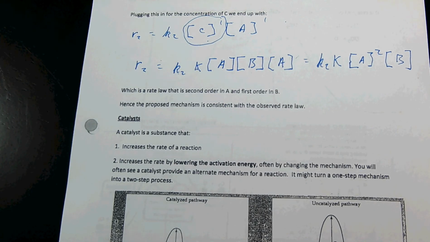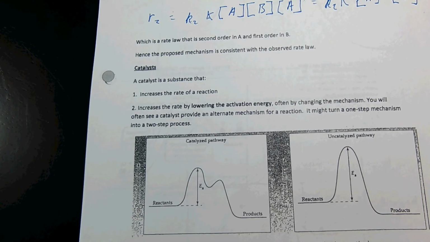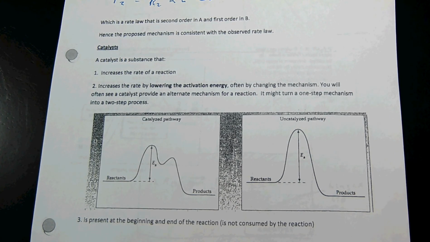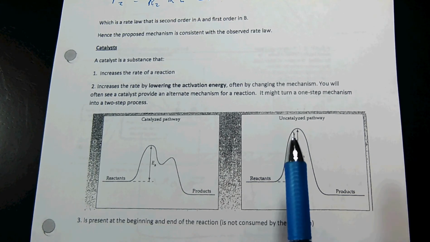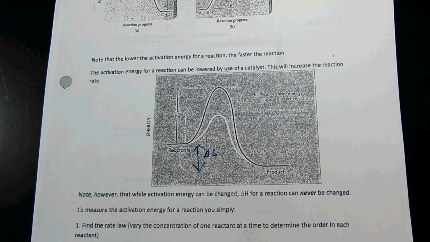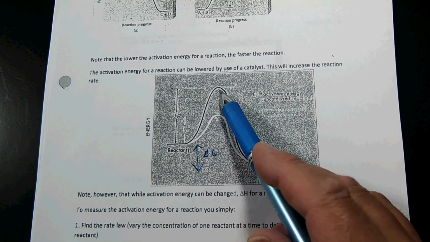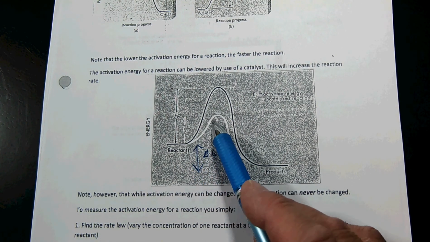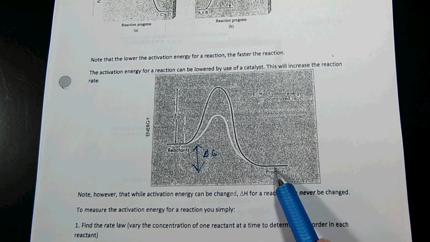Quick look at catalysts again. One last look at catalysts. You know that a catalyst makes a reaction go faster, so it will increase the rate of reaction. It does this by lowering activation energy. And at the start of this, in my notes, you'll see this in a lot of textbooks. I'll show you. Here's your uncatalyzed reaction. Here's your catalyzed reaction. So clearly the activation energy has been lowered.